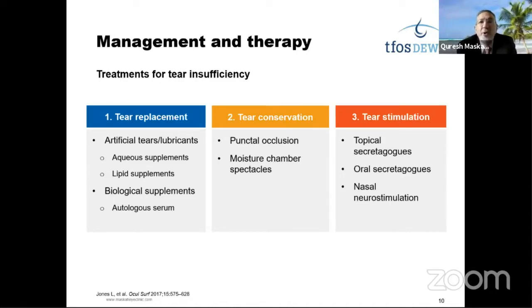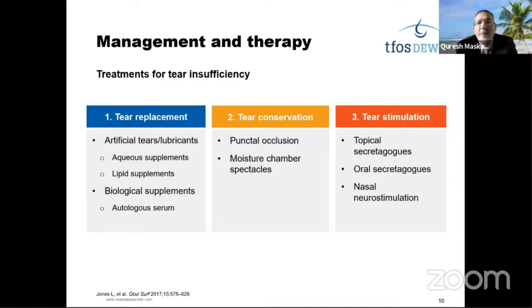Then you need to conserve the tears which are already there. You're assuming that the tears are good quality. So typically I would do a tear conservation in an aqueous deficient dry eye when the patients have been on cyclosporine for at least 2 to 3 months. Then I check with dissolving punctum plugs, which are collagen plugs. And if the patient feels a wow factor in a day or 2 after you put those collagen plugs, then you know that his tears are of good quality and the permanent plugs will help.